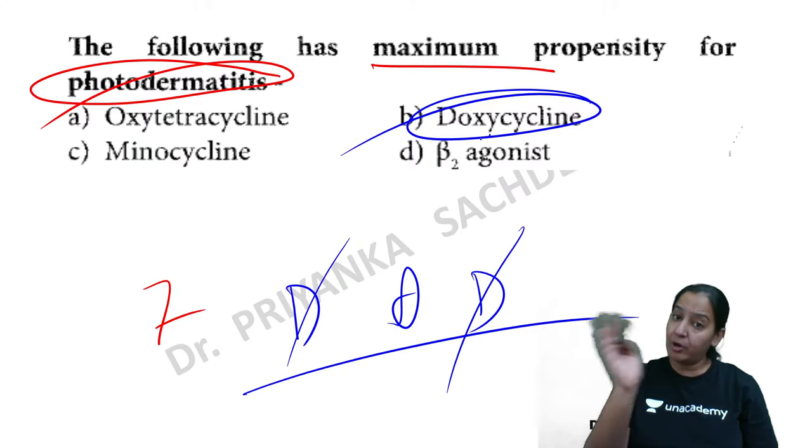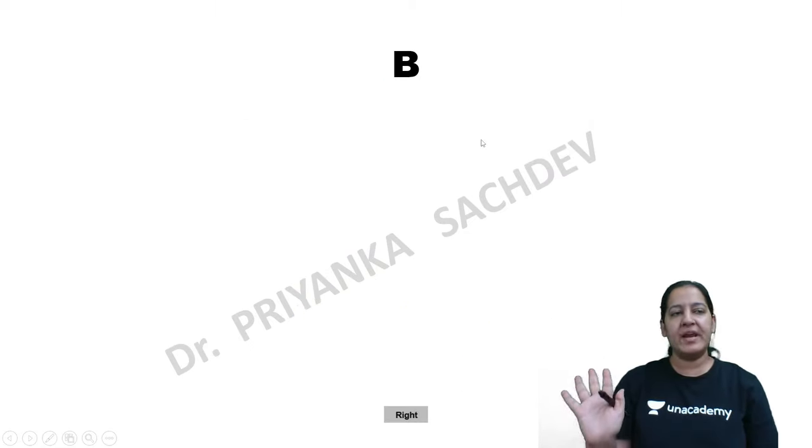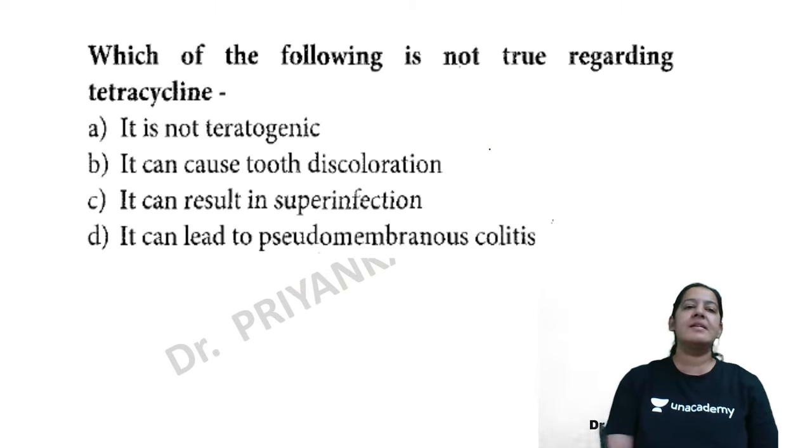If instead of doxy, demeclo is also given, we will go with that also. Doxy and demeclo are equally phototoxic. So correct answer here is B and you all are right. This is the next question in front of you.